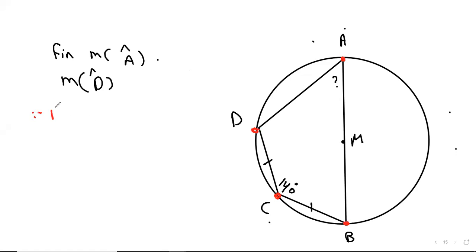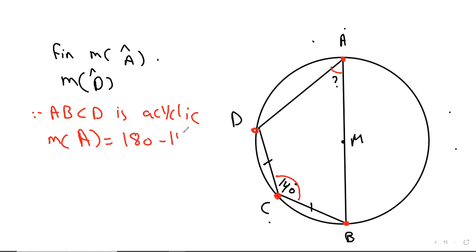So since ABCD is a cyclic, then, you know, in the cyclic quadrilateral, each two opposite angles are supplementary directly. So we can get angle A, because measure of angle A plus measure of angle C equals 180. So 180 minus 140 equals 40 degrees. So this angle is 40 degrees, because this shape is a cyclic.